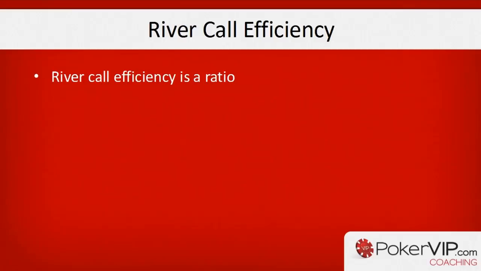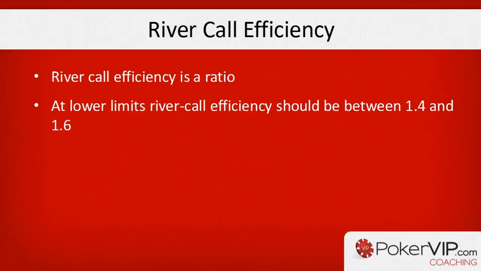So if we can play exploitatively on the river, we should expect our river call efficiency to be somewhere between 1.4 and 1.6. So it's recommended you check this in your tracking software now. If your river call efficiency is below 1.4, it may indicate that you have a problem facing river bets and potentially calling down too wide. In some rarer cases, you may find that your river call efficiency is above 1.6, maybe 1.8, maybe even 2. That would generally indicate that you have the opposite problem and you are playing too tight on the river and being too nitty with your river calls.